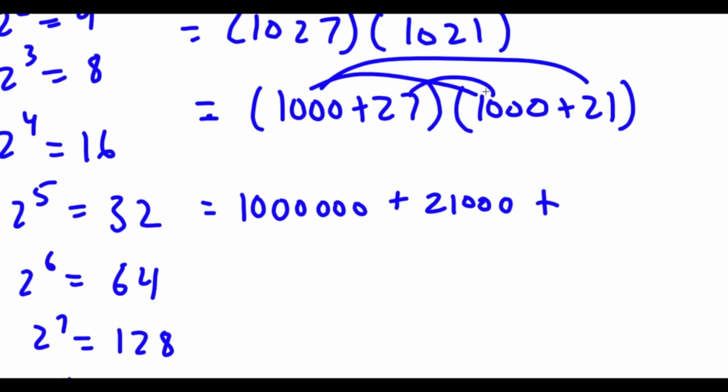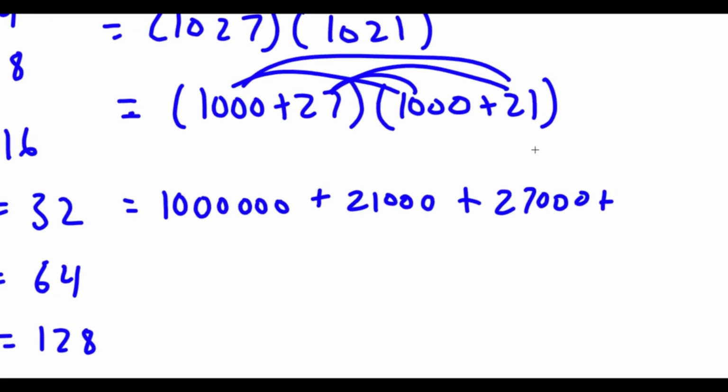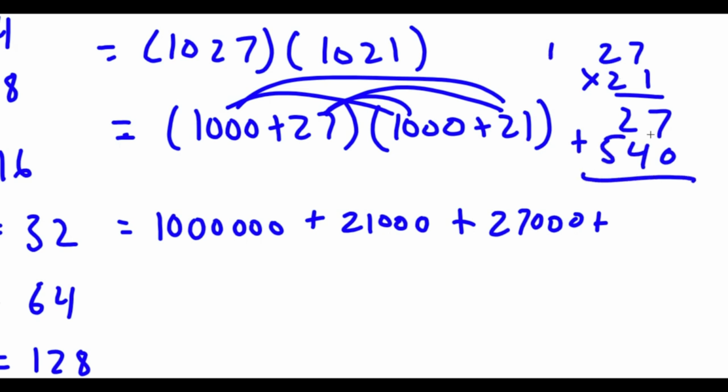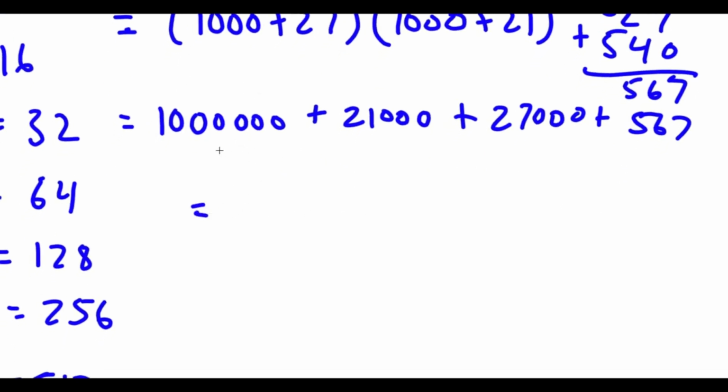Now I have this plus, now I can distribute the 27. 27 times 1000 is 27,000. Plus 27 times 21. Well, if we do this right now, 7 times 1 is 7, 1 times 2 is 2, 2 times 7 is 14, I carry the 1, and 2 times 2 is 4, 4 plus 1 is 5. 7 plus 0 is 7, 2 plus 4 is 6, and 0 plus 5 is 5. So I have 567. So now to simplify this, I have 1 million plus 21,000 plus 27,000, which is 48,000.